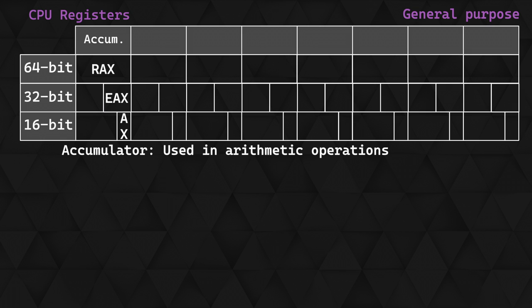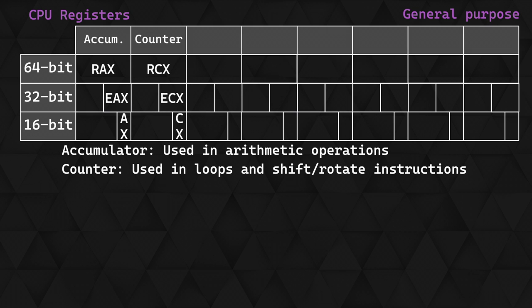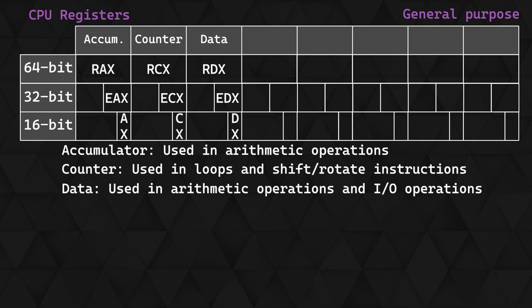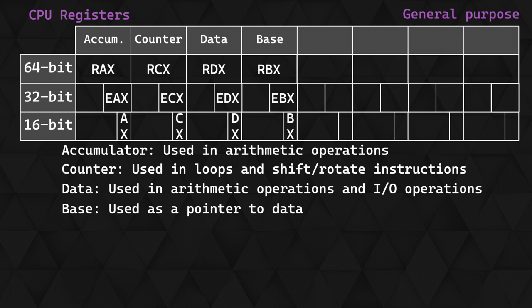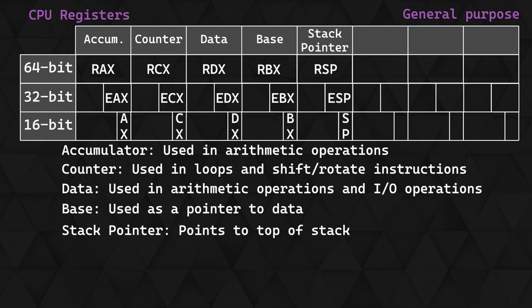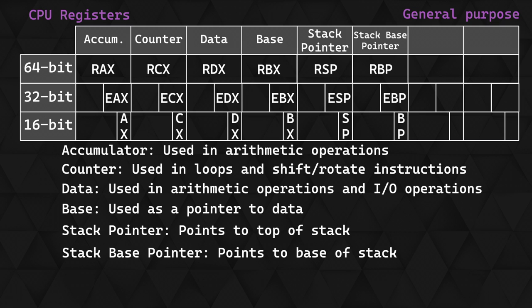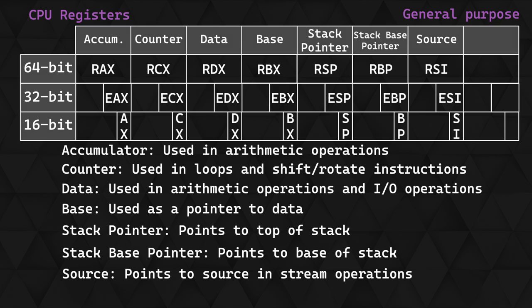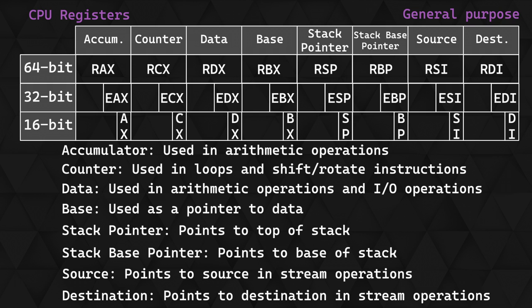Taking a look at the general purpose registers to start with, these are used to support arithmetic, I/O, stream, and iterative operations. However, there are 2 that we particularly want to focus on here, being the stack pointer, which points to the top of the stack, and the stack base pointer, which points to the base of the stack. Don't worry, we'll cover what the stack actually is shortly, but for now, just be aware of the 32-bit naming for these registers, being ESP and EBP.